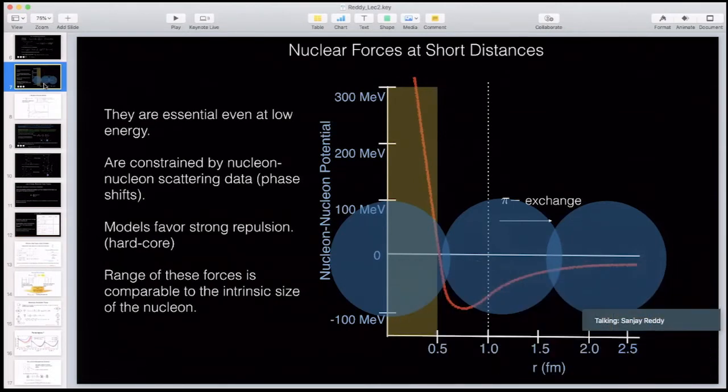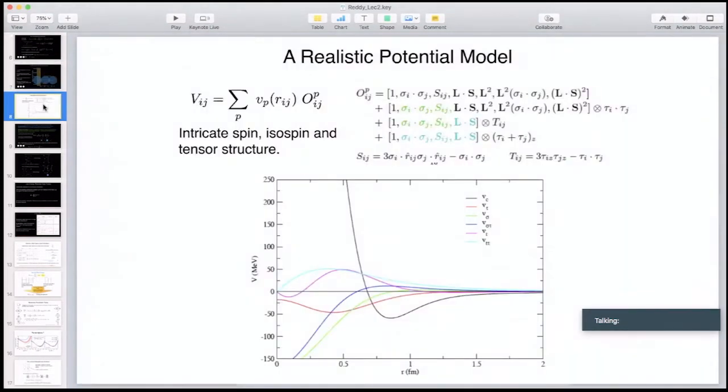So in principle, if you just want to calculate the scattering cross-section or the scattering phase shifts using a nucleon potential, you need to specify what the forces are at short distances. So here's an example of a potential between nucleons that is obtained by fitting to all of the data available on nucleon scattering.